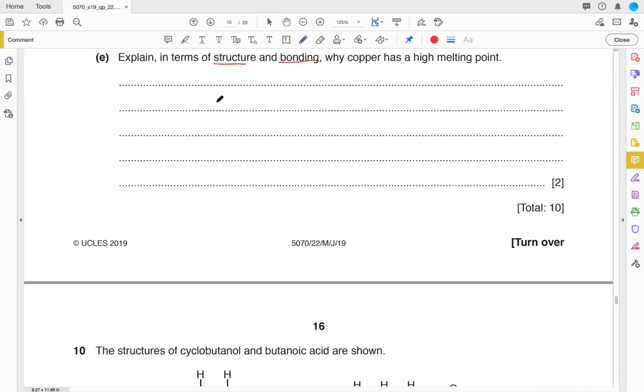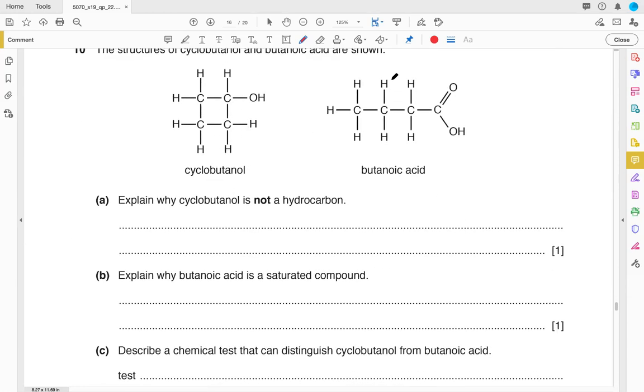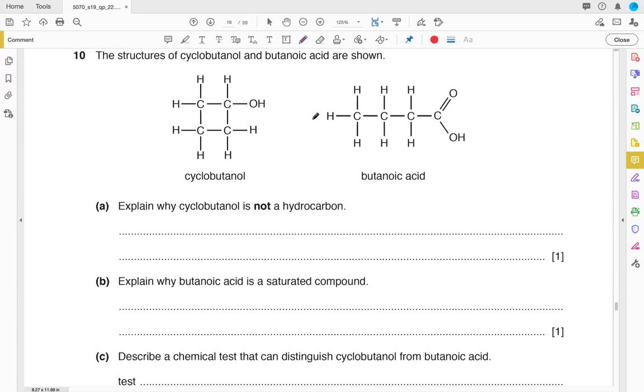So we'll say that there are strong electrostatic forces of attraction. There's strong force of attraction between layers of cations and free electrons. So I've talked about bonding, I've talked about structure, and now I'm mentioning why it has a high melting point. So you need high energy to overcome the forces. That's it. All right. So we have two substances here.